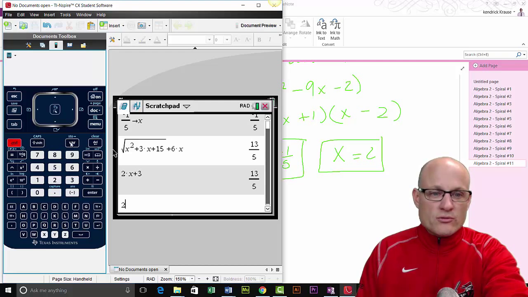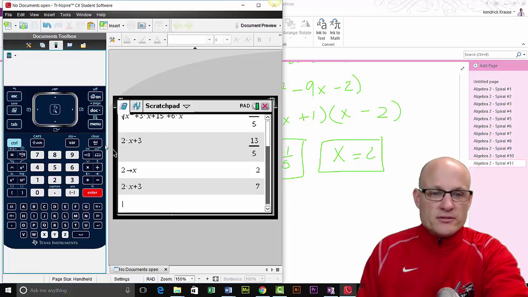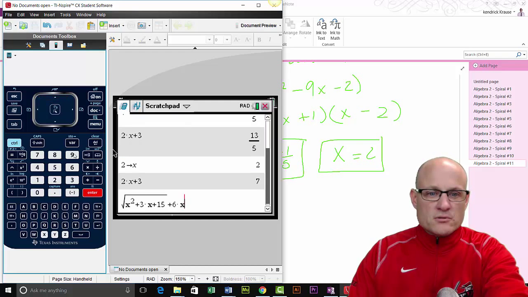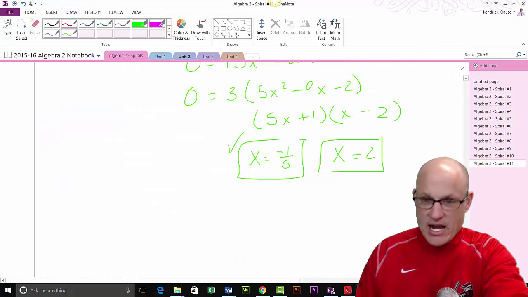Now we're going to try 2. So 2, control var x, enter. We'll go to this one first. 7. And then we'll go up here. 17. So apparently the 2 doesn't work. I stored 2 and did 2x plus 3, and so 7 to 2 did not work.